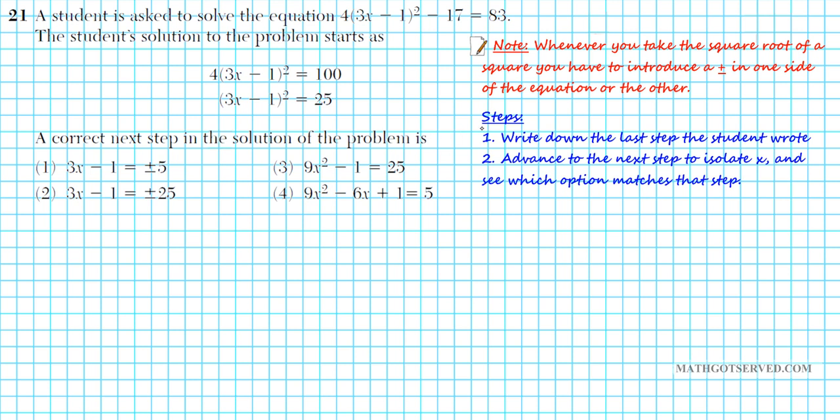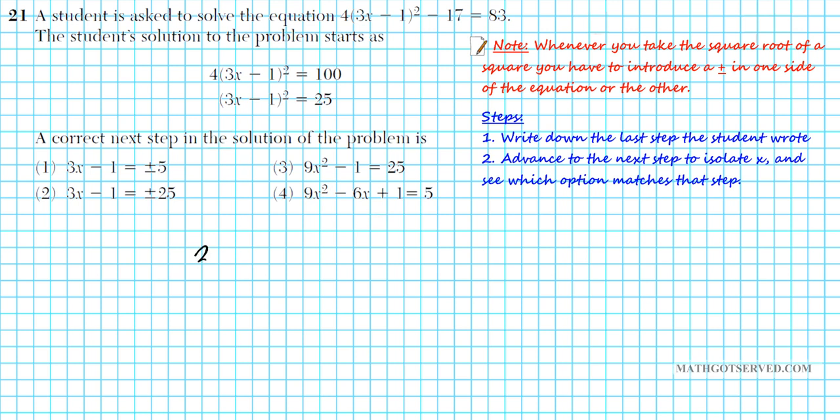Now, one thing you want to note is that whenever you take the square root of a square, when you're solving an equation, you have to introduce a plus or minus in one side of the equation or the other, all right? The steps we're going to use are as follows. We are going to write down the last step the student wrote, and then we'll advance to the next step with the goal of isolating x. That's a long-term goal, but we'll just carry on to the next step and then see which of these options matches the simplified form of our next step, okay?